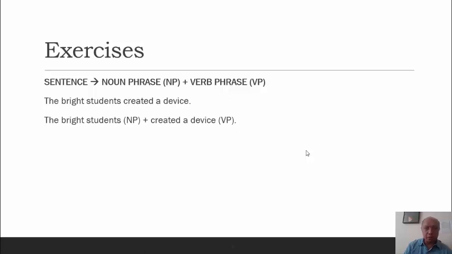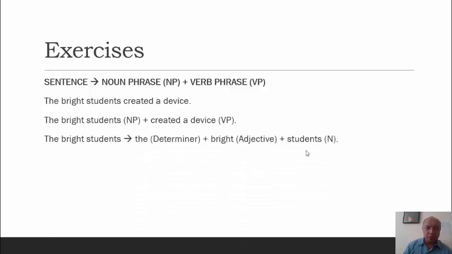Okay, this is the answer. The bright students as the NP, noun phrase, plus created a device as the verb phrase. NP plus VP. And in turn, the bright students can still be analyzed into the as the determiner or article. So if you find an article, then you call it determiner. And then you have bright as an adjective. You know that bright is an adjective. And then you have students as the noun. Created a device can still be analyzed further into created as the verb plus a device as the noun.